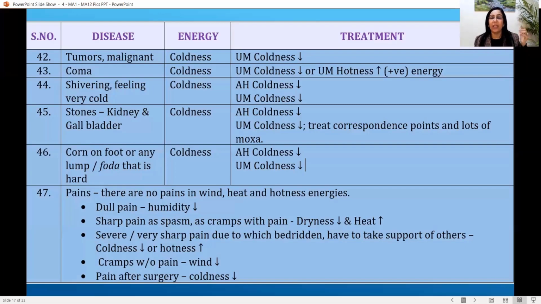Once he is out of the coma, and if he still has the symptoms of coldness, then you can sedate coldness. But initially, for a couple of days till he comes out of the coma, try and do the tonification, which is the positive energy, first.